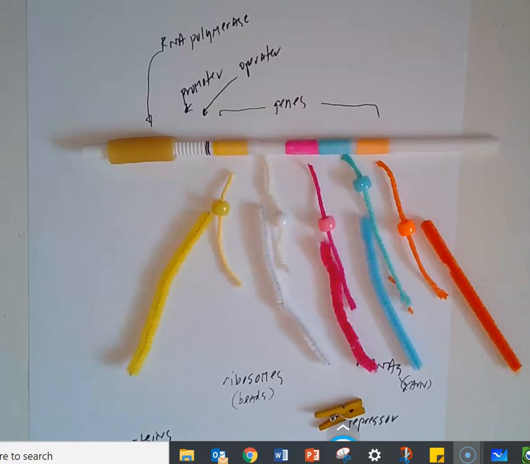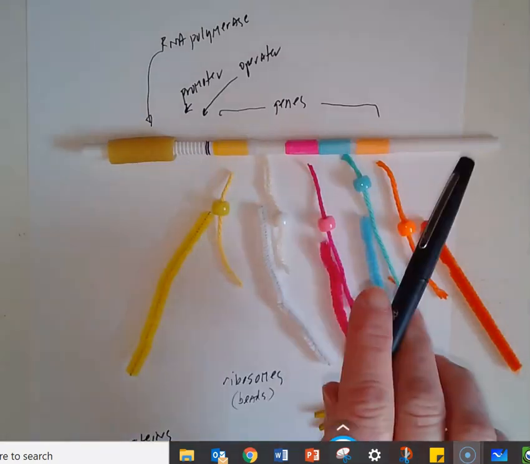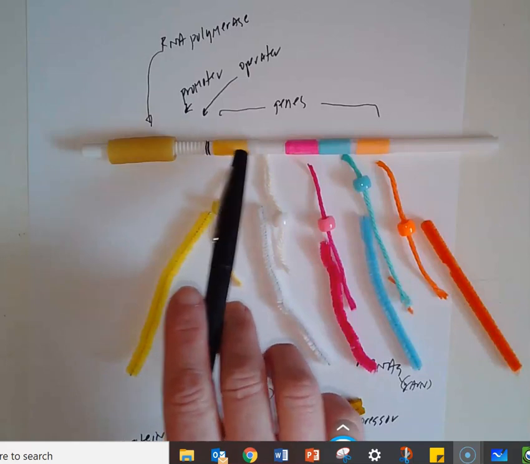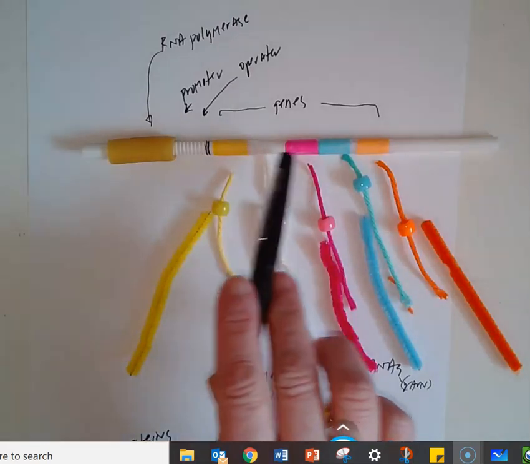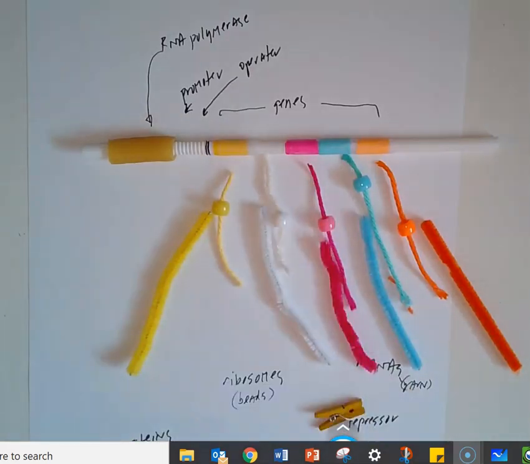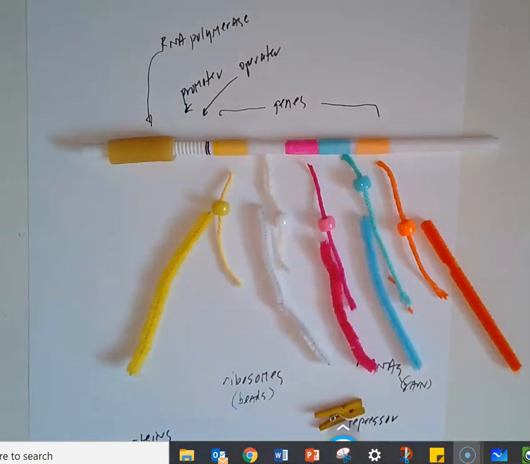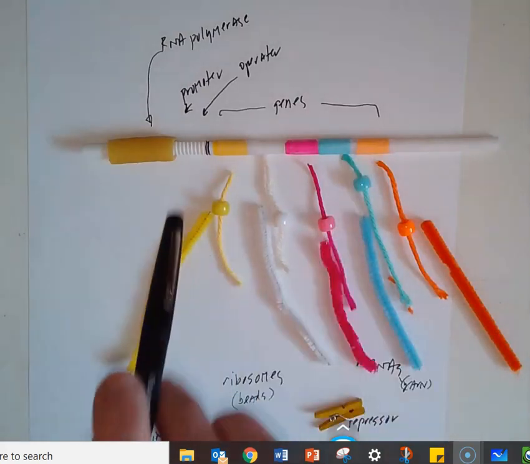Okay, so we'll try to do a little model here. I will try to do a little model of the trp operon for you. Okay, the straw is the operon, or the piece of DNA. The colored tapes are the different genes. So in this case, there's 5 genes encoding the structural proteins that are going to be used to synthesize tryptophan. So there's 5 of those.